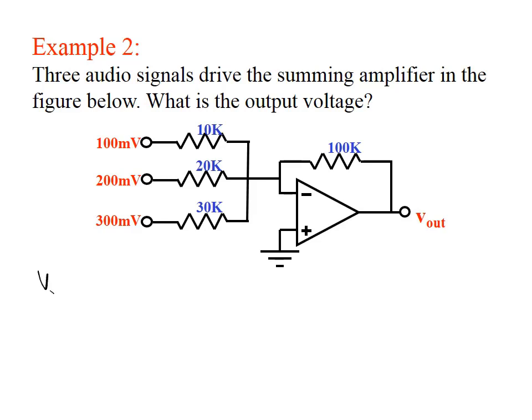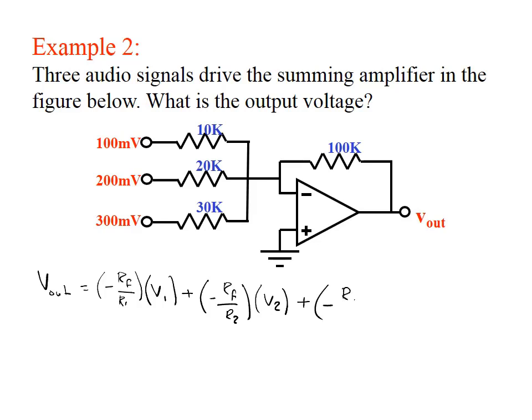Now we know that Vout will equal the gain of the first input, which is minus RF over R1, multiplied by V1, plus minus RF over R2 multiplied by V2, plus minus RF over R3 multiplied by V3.